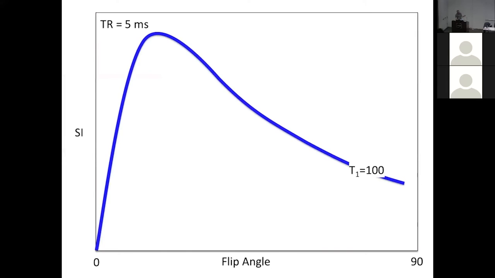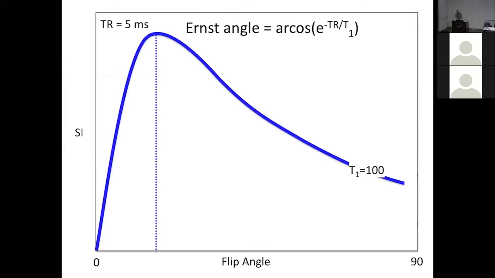And then you ask yourself, what is the flip angle that maximizes the signal? Well, this is given by the so-called Ernst angle, which is given by this equation over here. Notice that this equation has arc cosine in it. It has TR and it has T1. There's a flip angle that maximizes the signal for any tissue that has a T1 of 100 milliseconds and a TR of 5 milliseconds. You plug into this equation, and that is the flip angle that maximizes it. Visually, it looks like it's about 12 degrees or something like that.